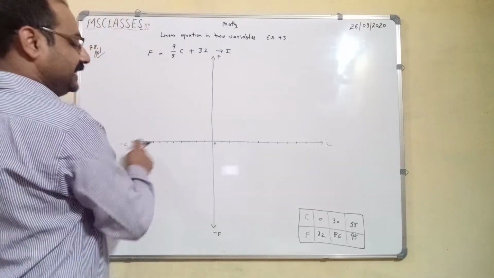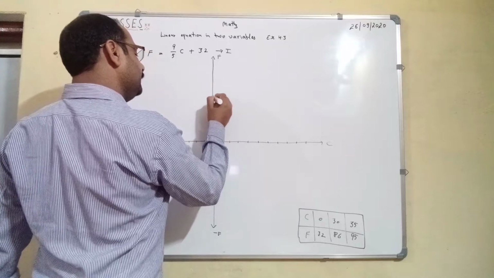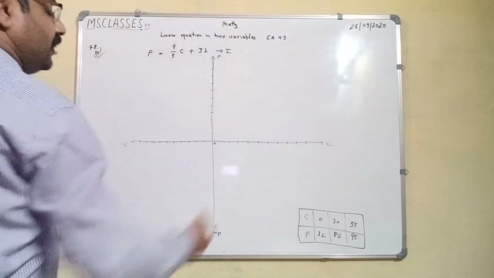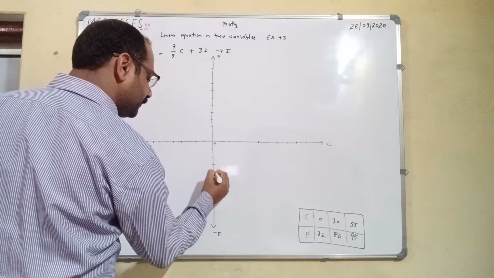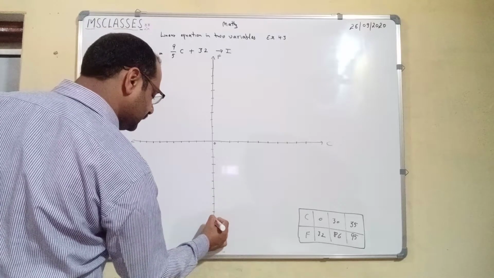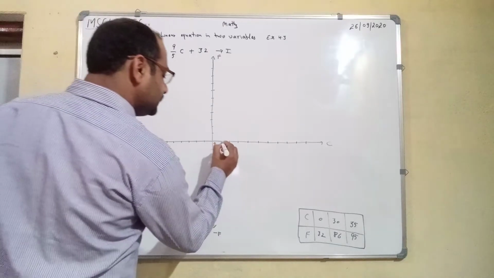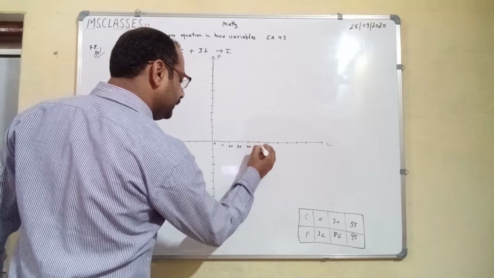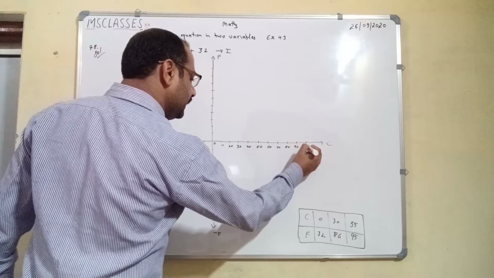To the left side, all will be negative. On the top side, 1 2 3 4 5 6 7 8 9 10. Toward the top, all will be positive, and on the downside, 1 2 3 4 5 6 7 8 9 10. All the points are at equal distance. So this is 10 20 30 40 50 60 70 80 90 and 100.